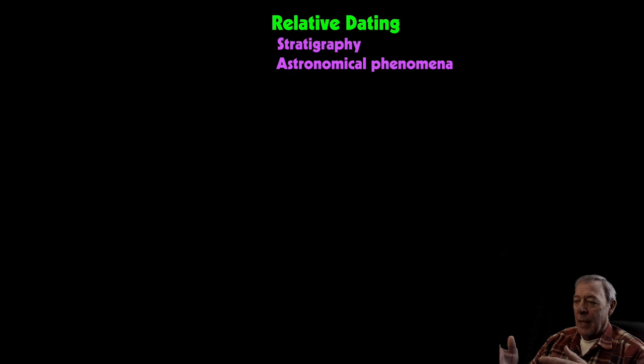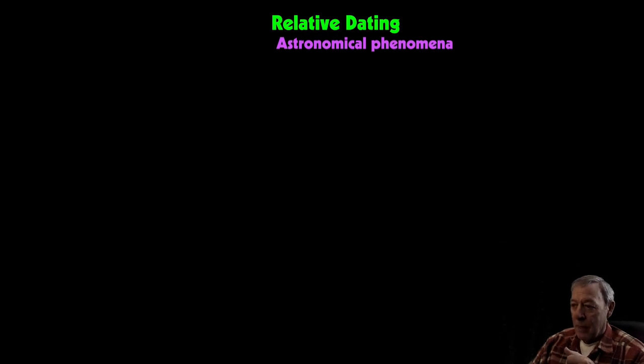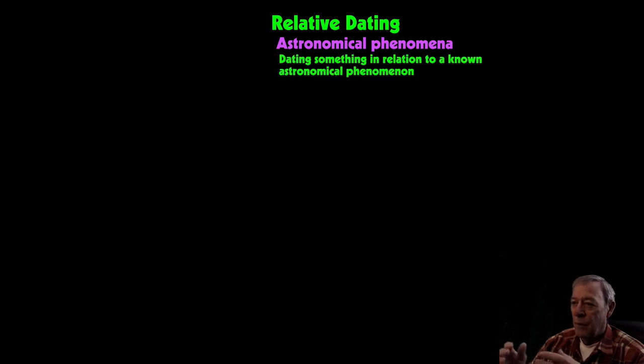Now the other one is the astronomical phenomena. Now this one is used quite frequently, strangely enough, and that is because when some observation of something unusual that happens in the heavens occurs, usually that's recorded, at least by societies that have developed writing. Okay? And so astronomical phenomena are useful for dating something in relationship to a known astronomical phenomenon.